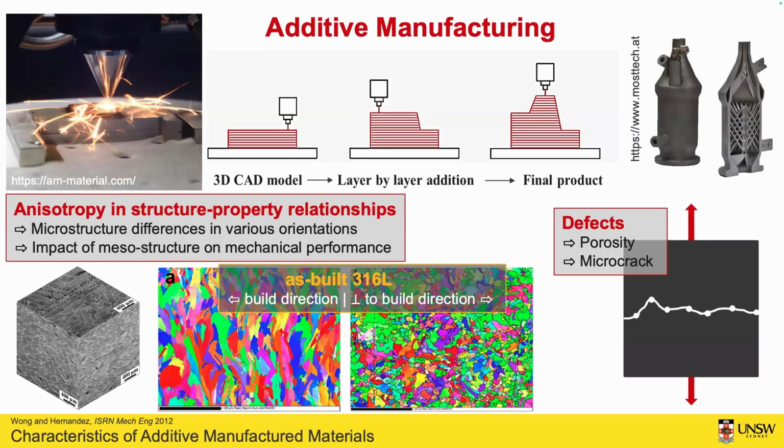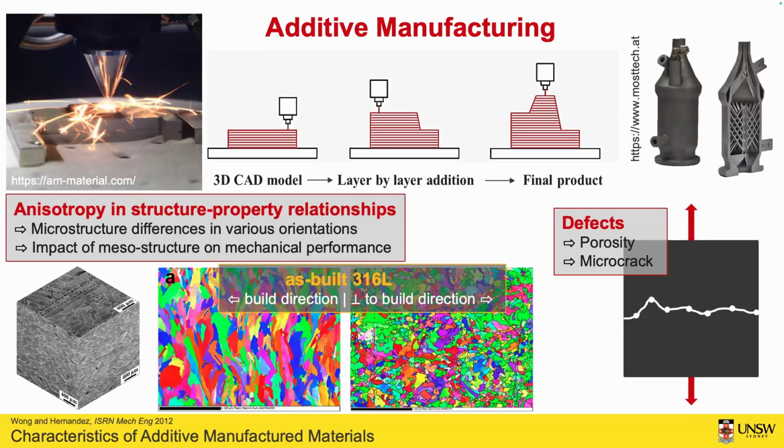And then there is also additionally this mesostructure that we do not really have available in conventionally processed materials, that adds an additional length scale of structure that we need to take into consideration when we assess the mechanical performance of these materials. And these are all factors that we need to understand and control in order to understand and tailor the mechanical properties of these materials.